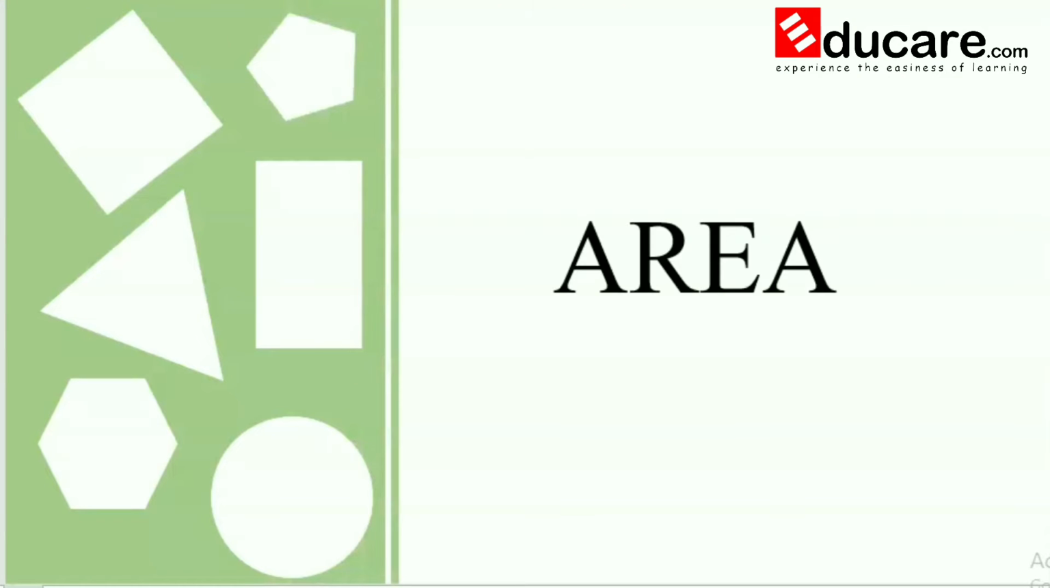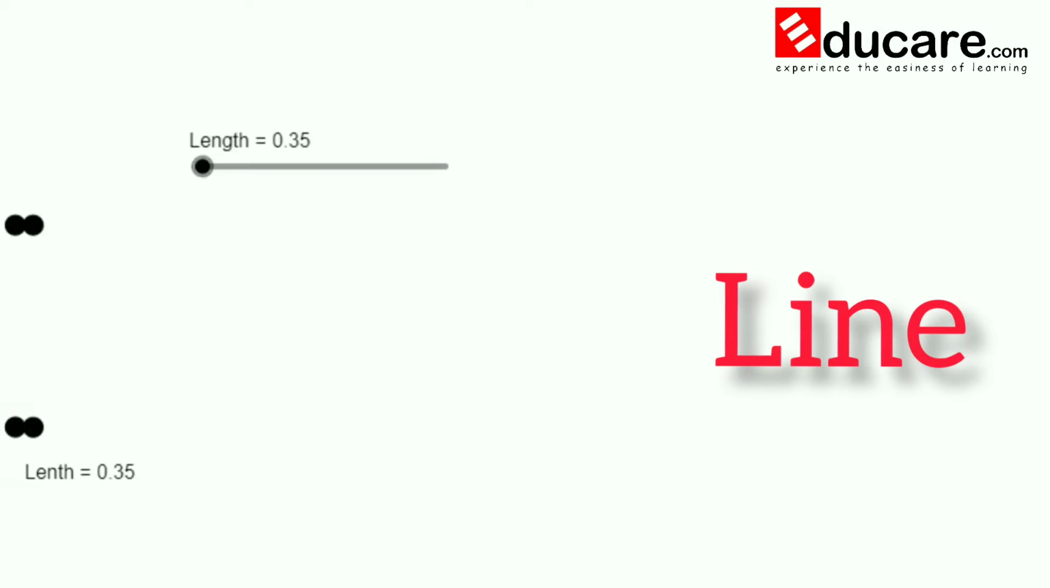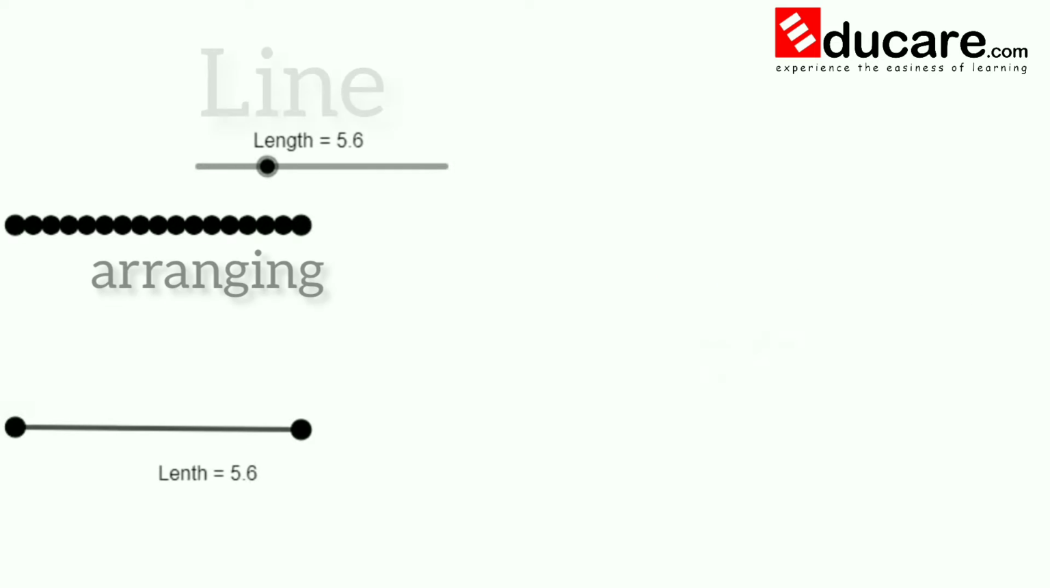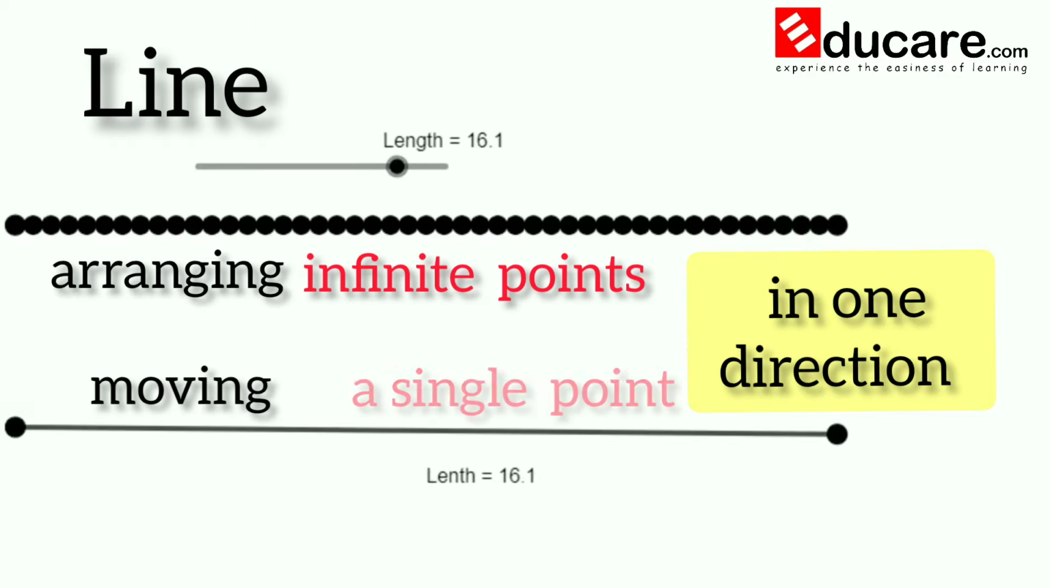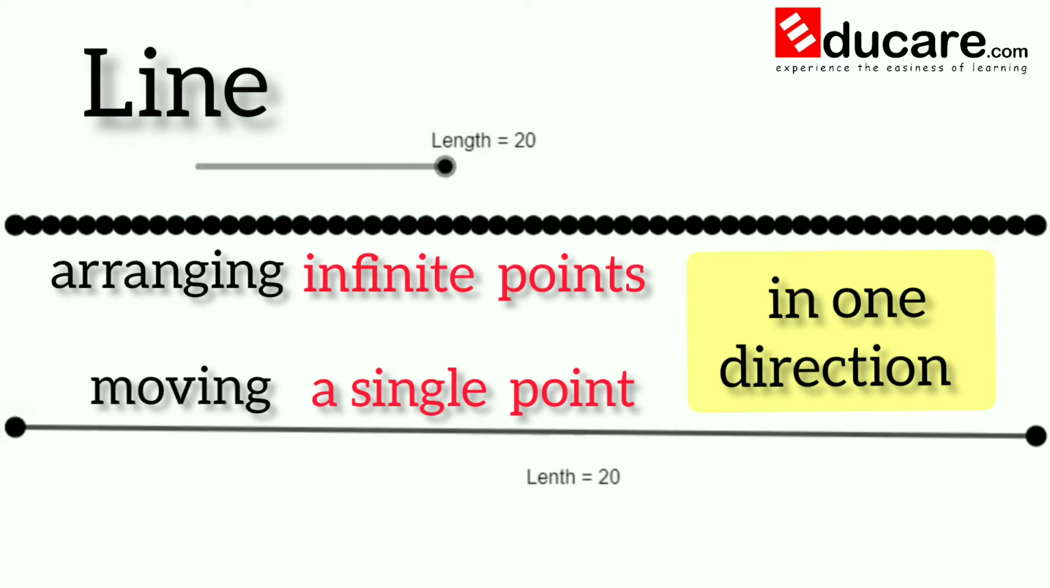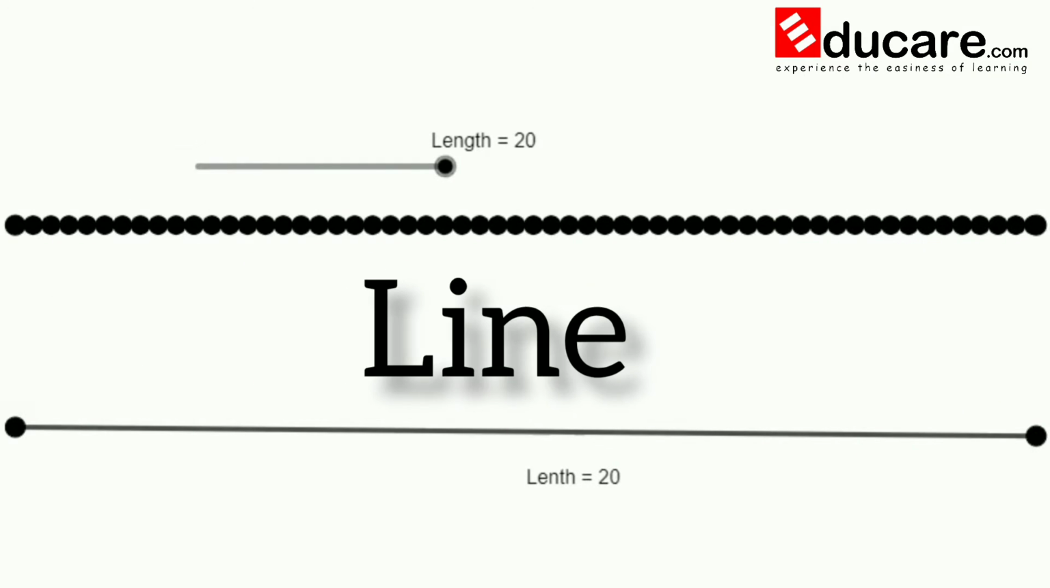This video is about area. Let's see what an area is. A line can be formed either by arranging infinite number of points in one direction or by moving a single point in one direction. In both the cases, we get a line.